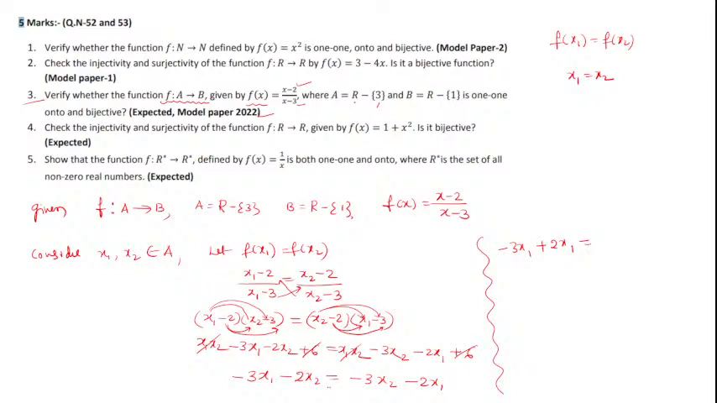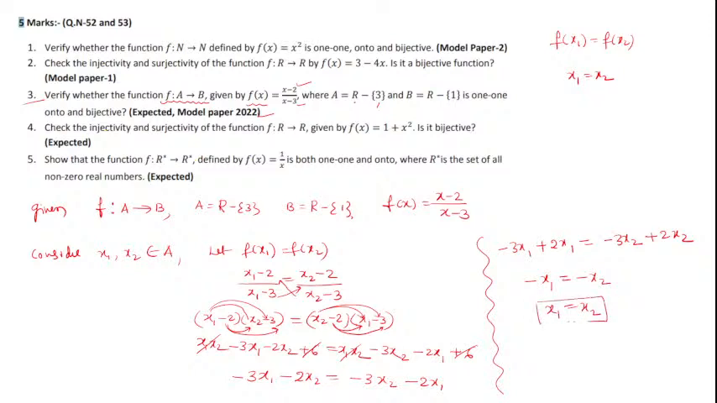is equal to minus 3x2, and minus 2x2 I will shift to the RHS side, it becomes plus 2x2. So here final answer: minus 3x1 plus 2x1 will be minus x1, and minus 3x2 plus 2x2 is minus x2. Both sides minus minus will get cancel, you will get x1 is equal to x2.